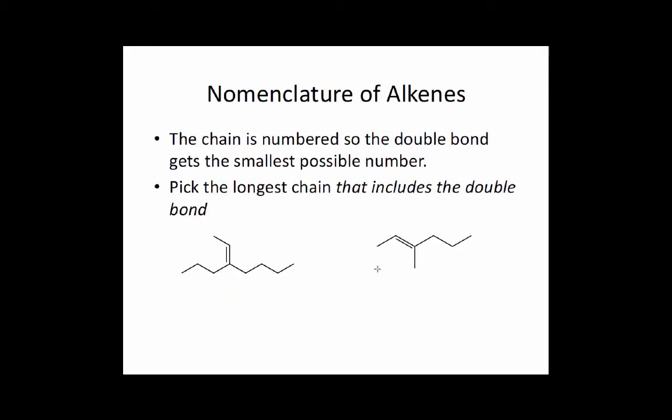Next we'll talk about alkenes. Alkenes are very similar to alkynes, except they're going to have a double bond. The only thing that really changes here is that when we choose the longest chain, it must include the double bond.